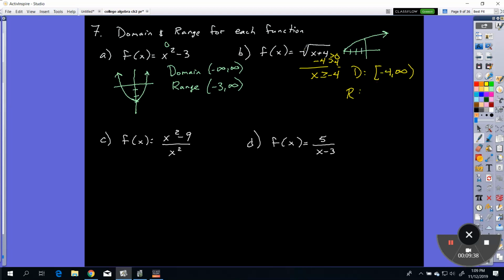And if I were to plug -4 in, I get -4 plus 4, which is 0. So the square root of 0 is still 0. So the bottommost range value is 0. And it keeps going up forever.